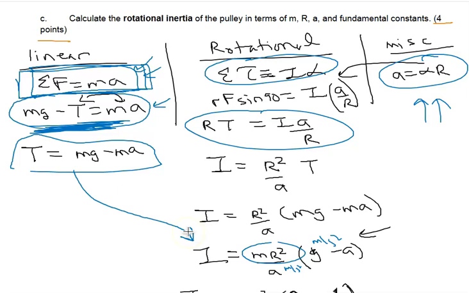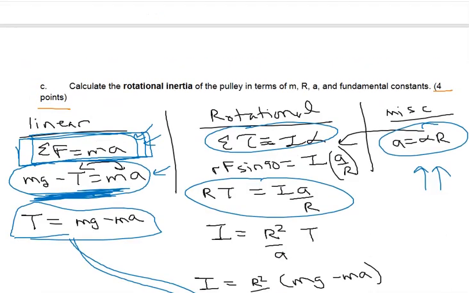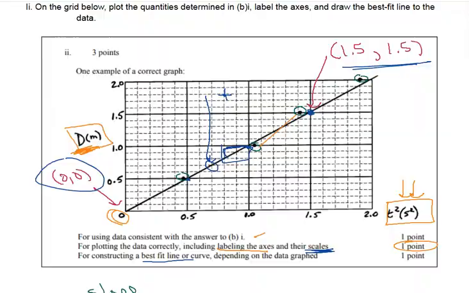Oh, no. The solving for T was not a point. They were just telling you what they were doing. So you got a point. This makes more sense. You get a point for actually pulling everything together and finding the final answer for I. Okay, so there's a lot of hidden points there, and 4 points, right?